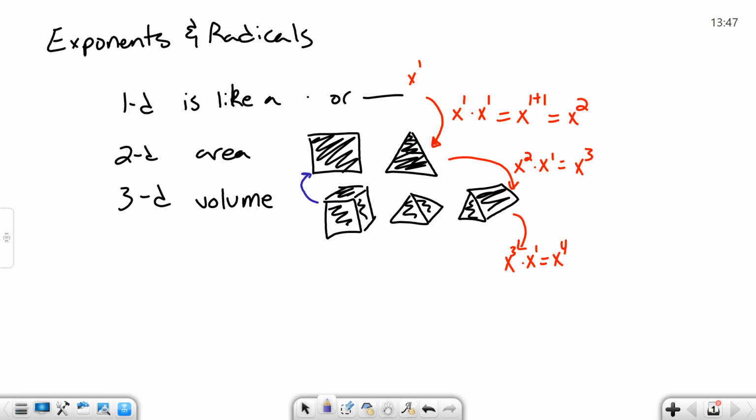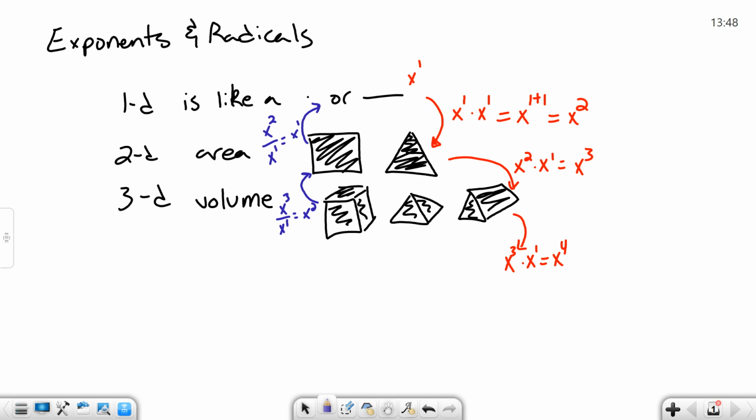What would I have to do? Now I'm going to use the quotient rule of exponents. And I'm going to take x to the third divided by x to the first. And that's going to give me x squared. And if I want to move down from area to a side length, I'm going to continue to use that rule. It's going to give me x to the first.